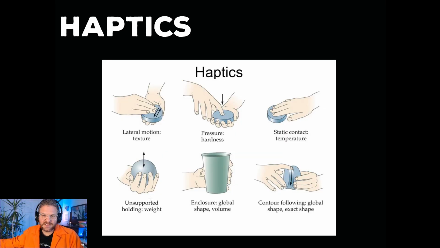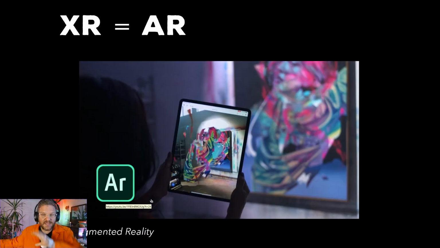Haptics is something to consider. These are the feedback of your devices, the vibrations and sounds, and also how you design spaces and think about what the inhabitants of the spaces you're authoring are going to use to interact with that space. So that's virtual reality.